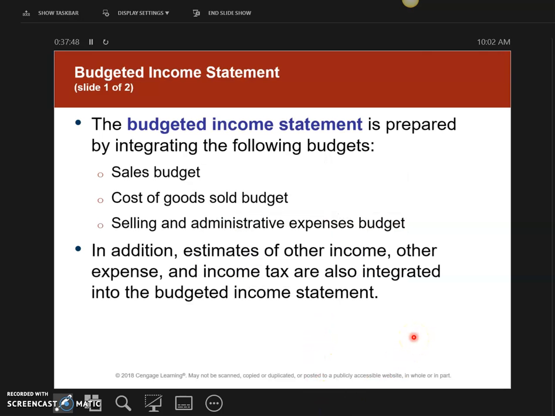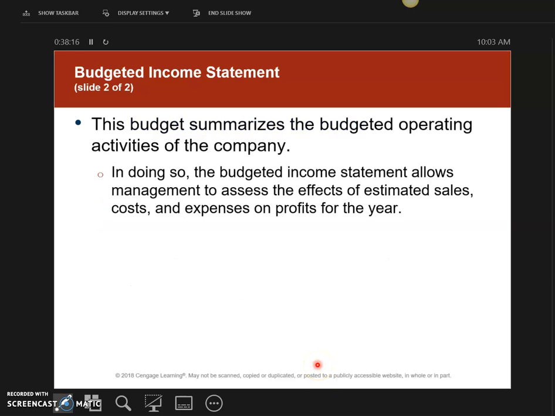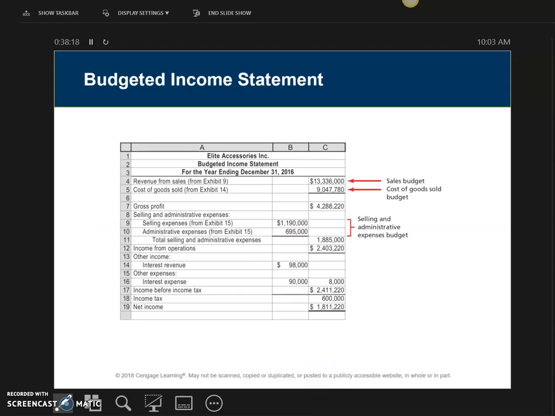Okay, so this is also called a pro forma income statement. It will show me what I plan on selling, what the cost of my goods sold is going to be, all my other expenses. So it will actually even tell me what my income is projected to be, which is a great way to know. I'd love to be able to go into the year knowing how much I'm going to have left over by the end of the year. Okay, so here is an example of it here. Again, you have to have the other budgets done first in order to do that.